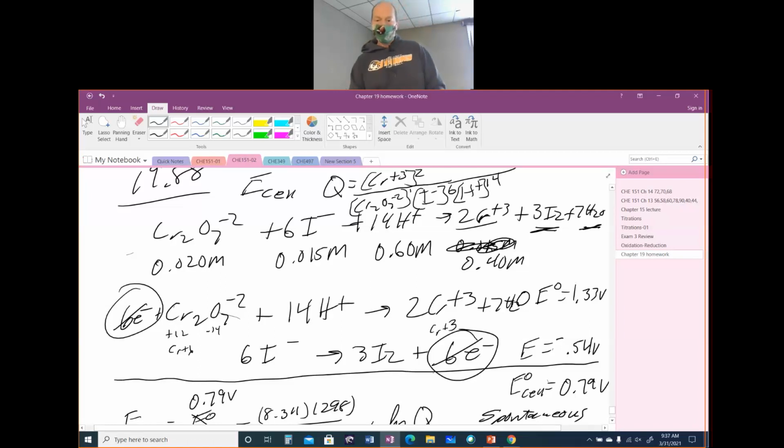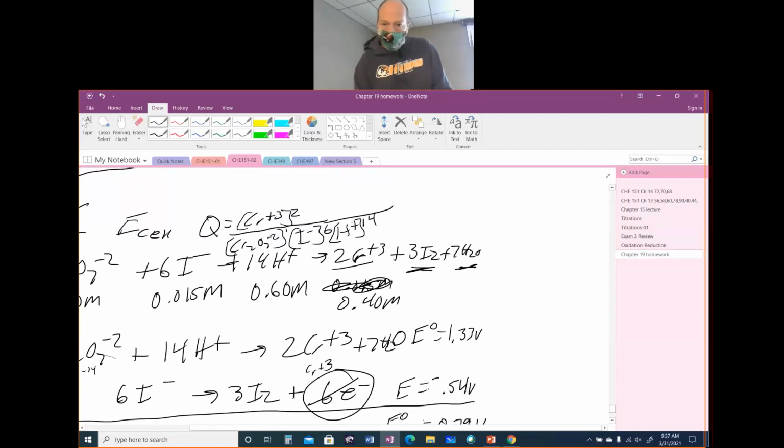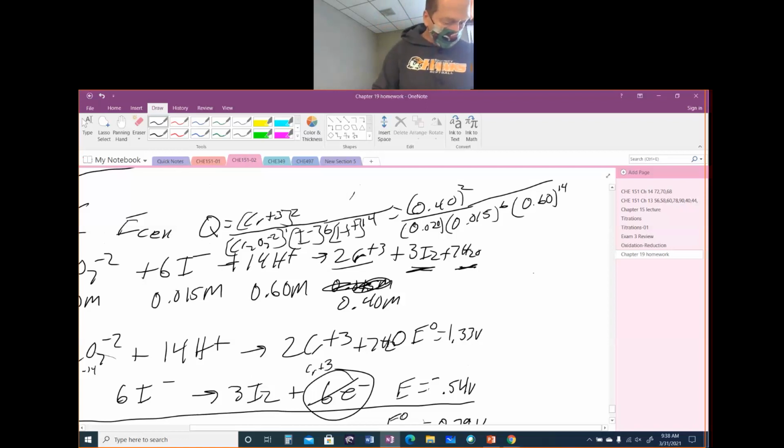So you plug in the numbers that they give you. You plug in your 0.4 squared, divided by your dichromate concentration, 0.02, and then your I- concentration, 0.015, raised to the 6th power, and your H+ concentration of 0.60 raised to the 14th power in order to get your Q value.